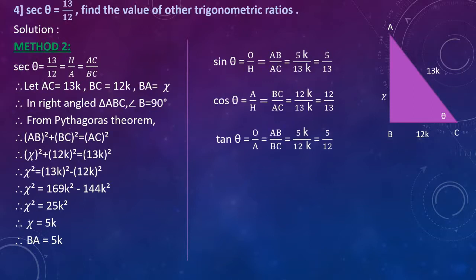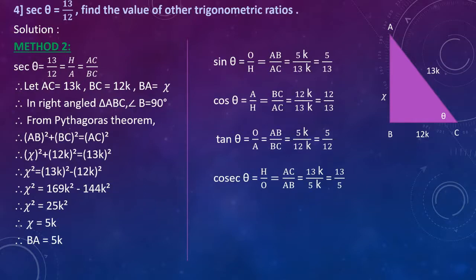Now next is tan theta. Tan theta is opposite upon adjacent. The opposite side of this angle theta is AB and the adjacent side is BC, which is equal to 5K upon 12K. Now again K and K in the numerator and denominator will get cancelled and we are left with 5 upon 12. So the value of tan theta is equal to 5 upon 12.